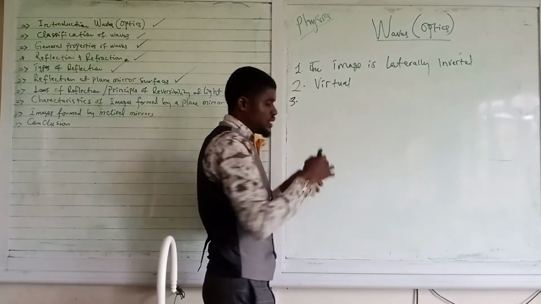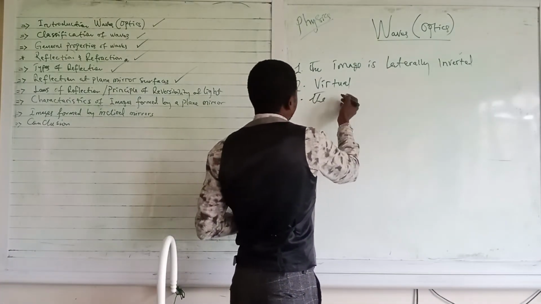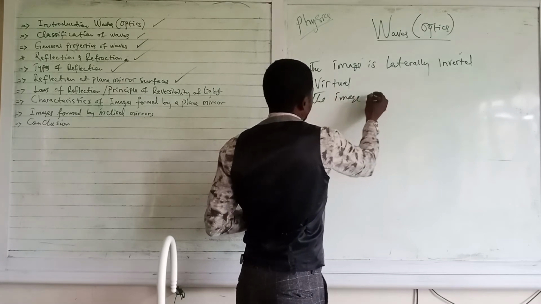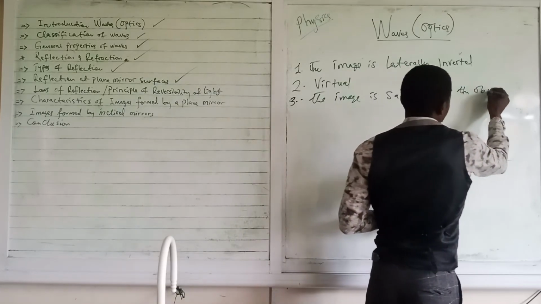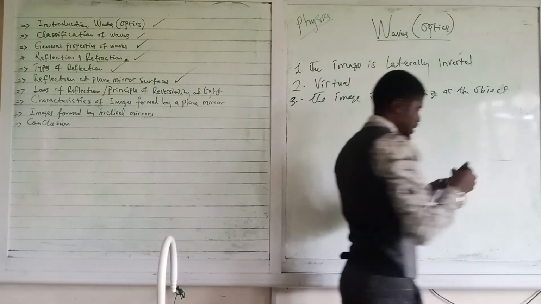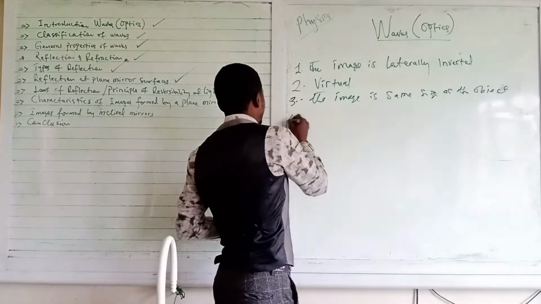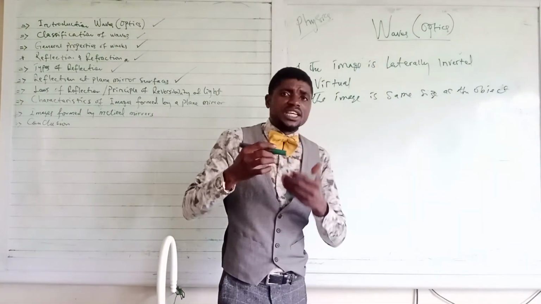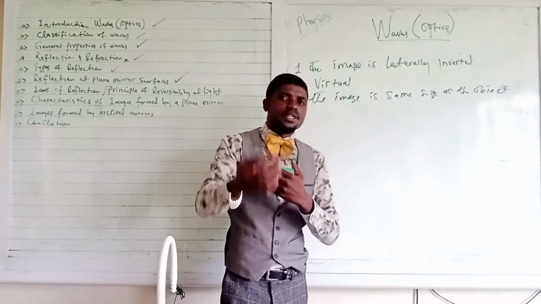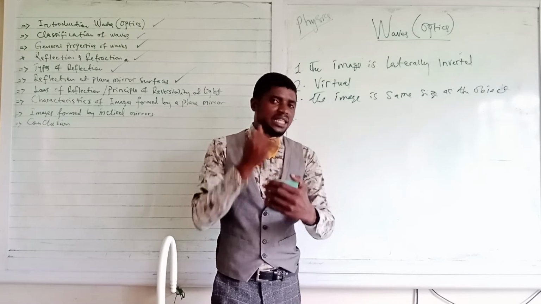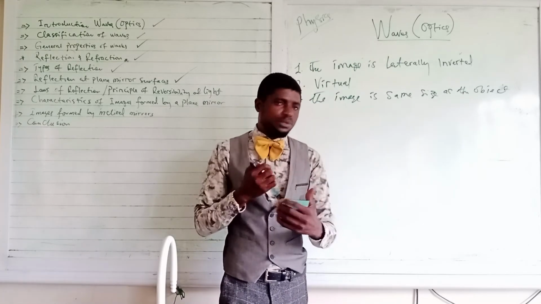Number 3, we say the image is same size as the object. The image is what? Same size as the object. The image is not diminished. The image is not enlarged, but same size as the object. Number 4, the image is behind the mirror as the object is in front of the mirror. The image is behind the mirror as the object is in front of the mirror.